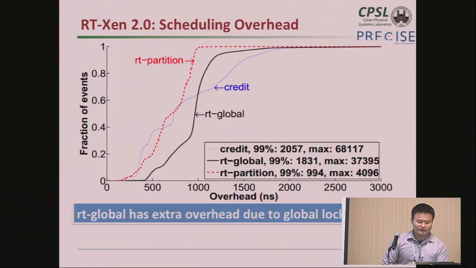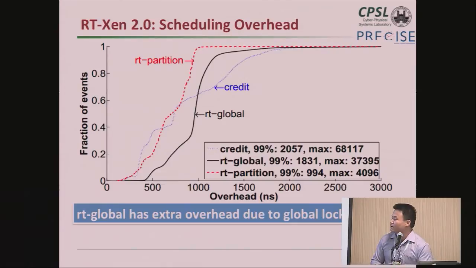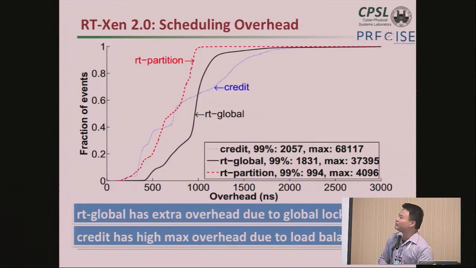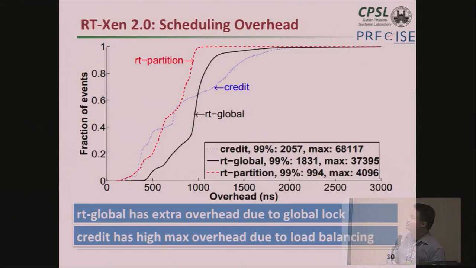The first thing we notice is that RT-Global, compared to RT-Partition, has some extra overhead. We attribute this to the global spin lock. The second thing we notice is that the credit scheduler actually has a high maximum overhead. We attribute that to the load balancing scheme in the credit scheduler, because it's basically a partitioned scheduler with load balancing.